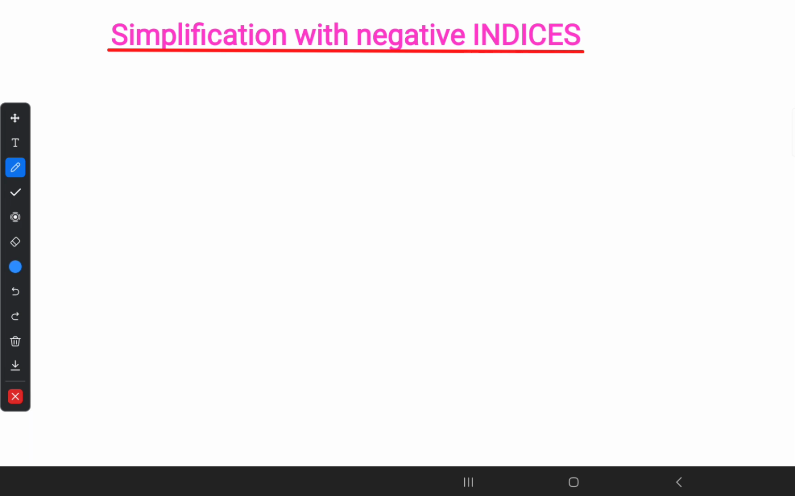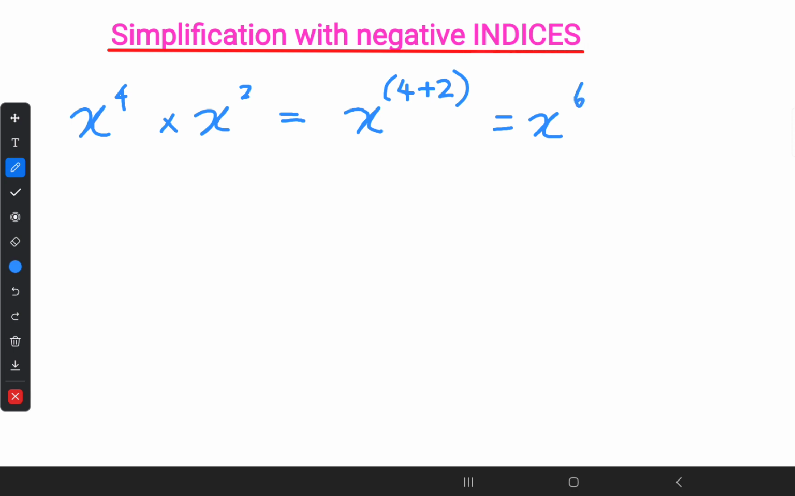So to do the simplification, x with the power of 4 multiplied with x with the power of 2. If we have a multiplication like this, we know if the bases are the same while multiplying, you should add the powers. So 4 plus 2, it will become x with the power of 6. Okay. Same bases are multiplying. So in that case, the final answer would be the sum of indices. If there is any division like this, x with the power of 8 divided by x with the power of 3, with same bases division, you should subtract the powers.